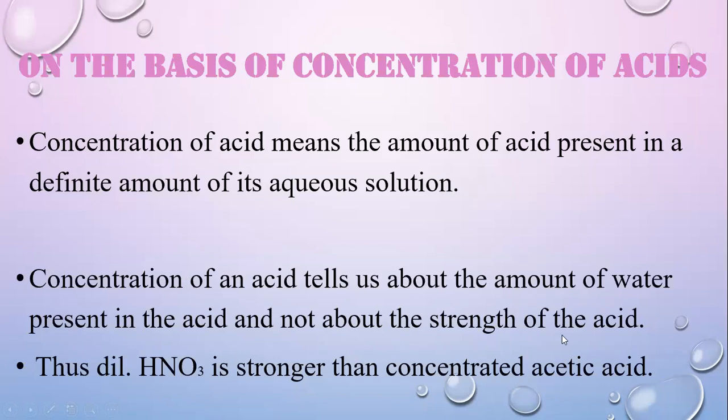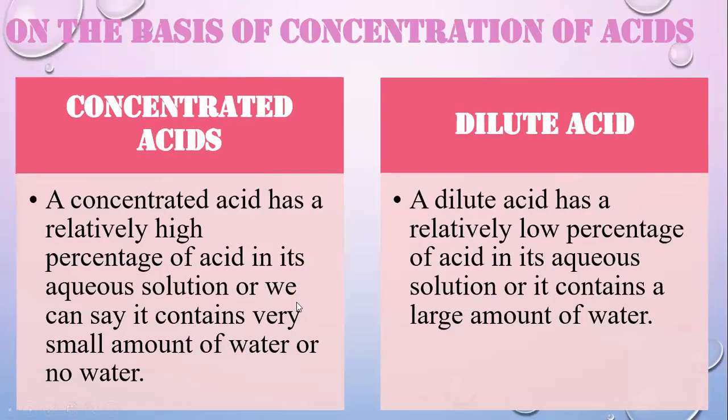This is a very important point we have to note. It will tell you about the amount of water present in the acid. So it is not telling you about the amount of hydrogen ions, but the relative amount of the water and the amount of acid. That relative amount of acid and water determines the concentration of the acid. So dilute nitric acid can be stronger than concentrated acetic acid.